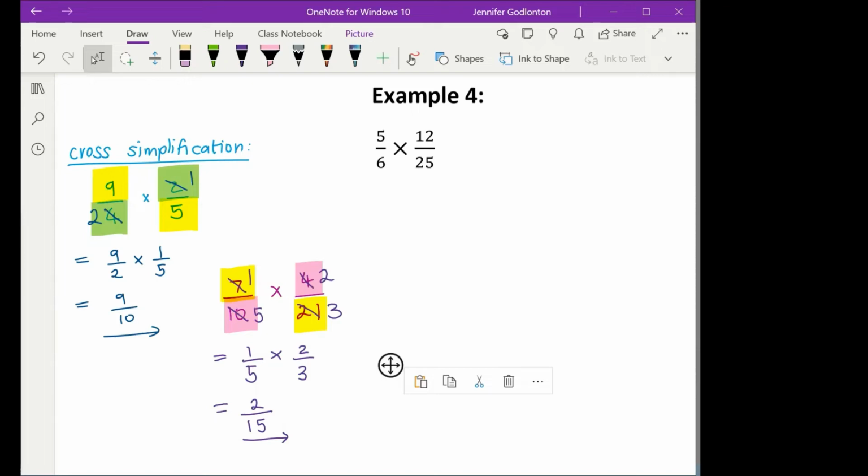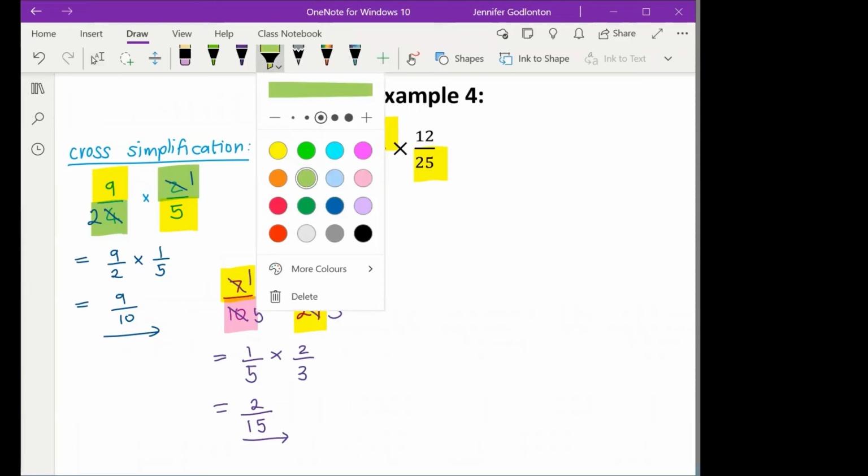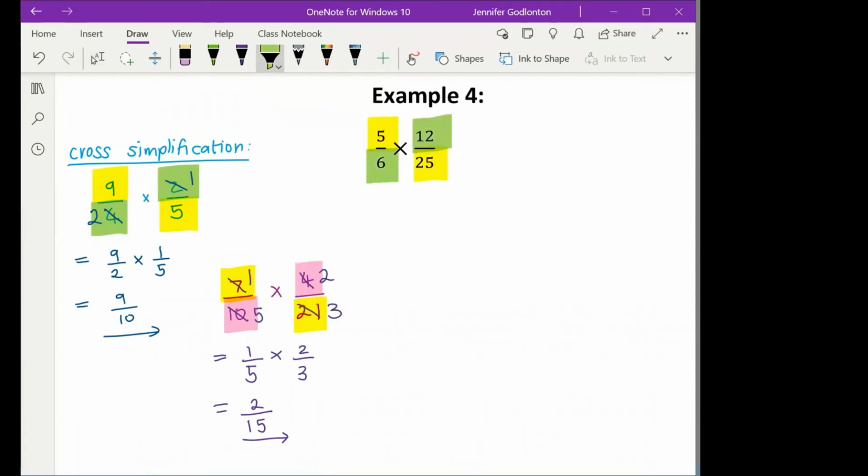Just do your best with it. Think about what numbers can go. I'll try and highlight them for you so you can sort of get a picture. We're looking at these 2 numbers, and then we're looking at these 2 numbers.